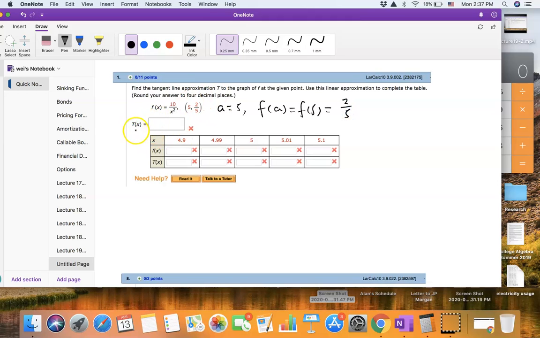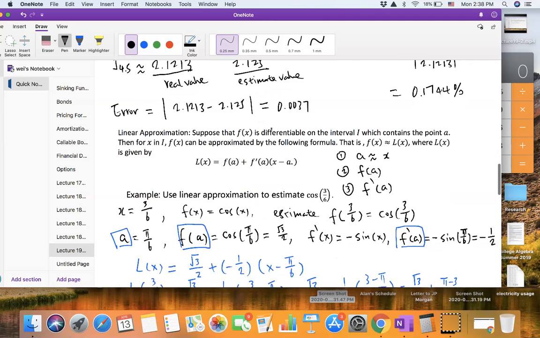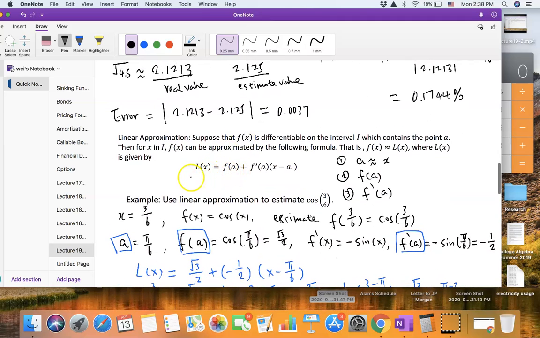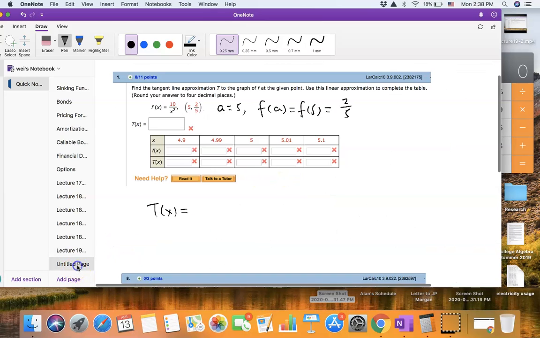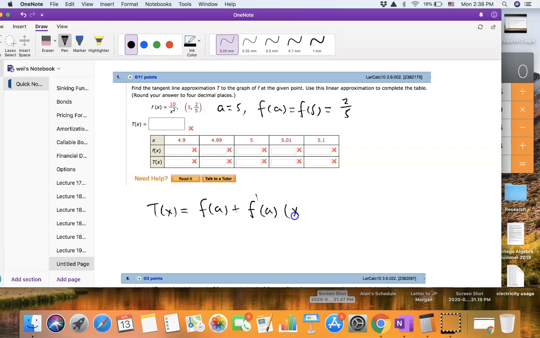So to write down the equation of the tangent line, according to the definition, the equation of the tangent line equals f of a plus f prime of a times x minus a. So that is 2 over 5.